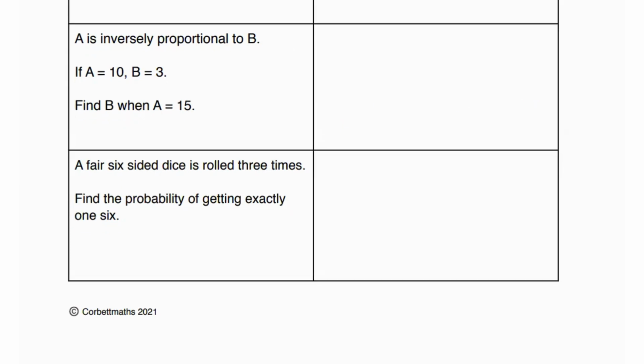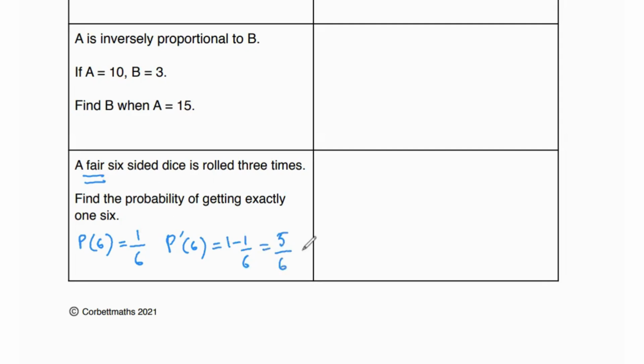Next question says a fair 6-sided dice is rolled 3 times. Find the probability of getting exactly one 6. So the probability of getting a 6 is basically 1 over 6, because it's a fair dice, which means each side has a different number from 1 to 6. So 1, 2, 3, 4, 5, 6. The probability of not getting a 6 is going to be 1 minus 1 over 6, which is 5 over 6.